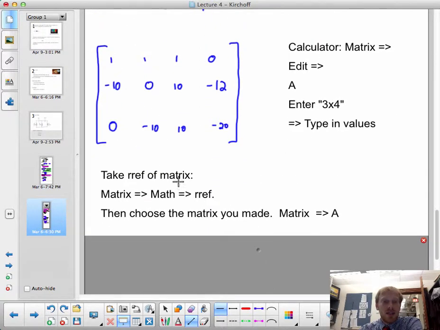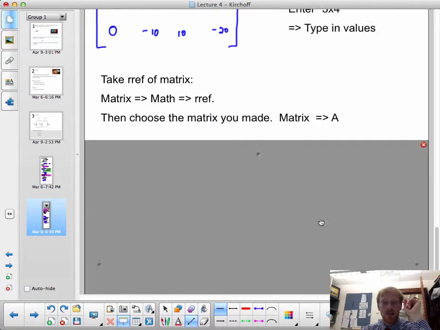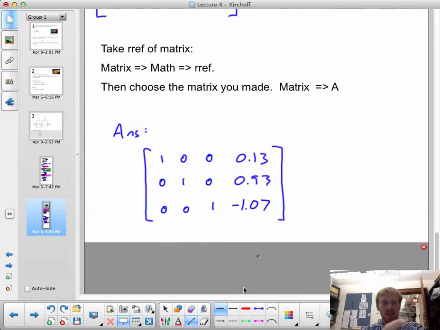Then I'm going to take what's called the RREF, the reduced row echelon form of the matrix. That is basically the command to solve this system of equations. I do that by going to matrix, then choosing math, and then choosing option B, which is RREF. The calculator asks what I would like it to take the RREF of, and the answer is the matrix we just called matrix A. So after you enter the RREF command, you go back to matrix and choose A, and then it gives you this as an answer.